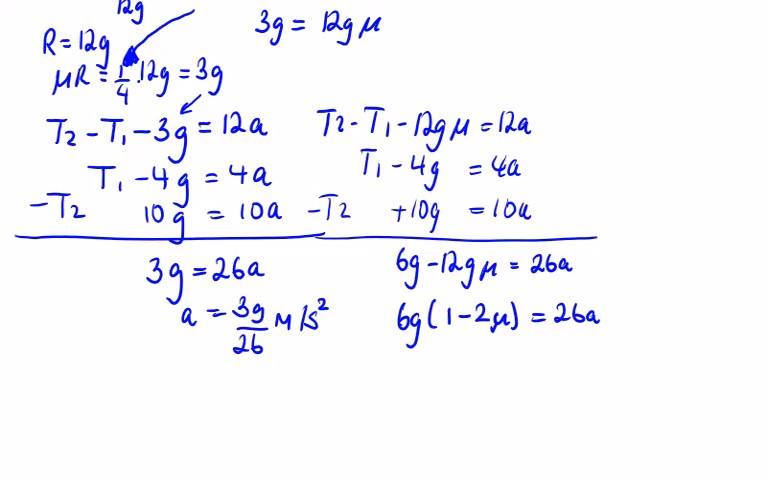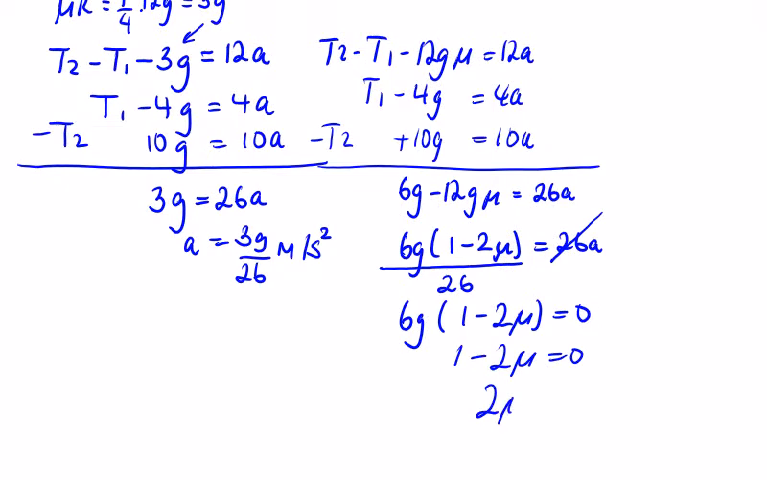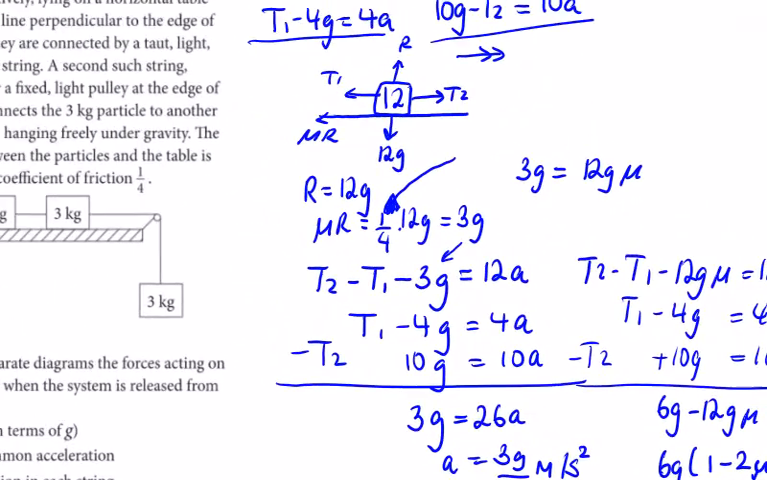So I want a on my own. So actually, I'm just going to bring that 26 underneath here and just cross it off here. So that's what a is equal to. So for this whole thing to be equal to 0, we can say the top line has to be equal to 0. So 6g times 1 minus 2 mu would have to be equal to 0, which means that 1 minus 2 mu would have to be equal to 0, leaving 2 mu equal to 1. So mu is equal to half, the minimum value of mu for which they won't move.